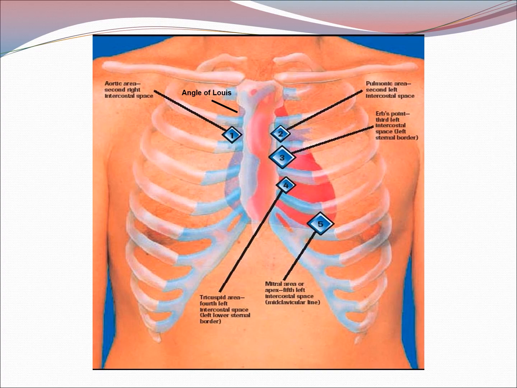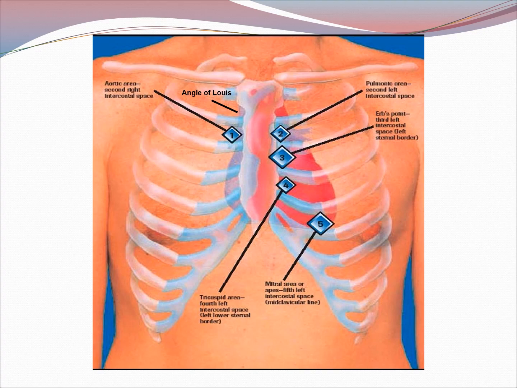The aortic area is to the right of the sternal border, at the second intercostal space. The pulmonic area is to the left sternal border at the second intercostal space. The tricuspid area is also to the left sternal border, but it is at the fourth intercostal space. And the mitral area is located at the fifth intercostal space, at the left midclavicular line.